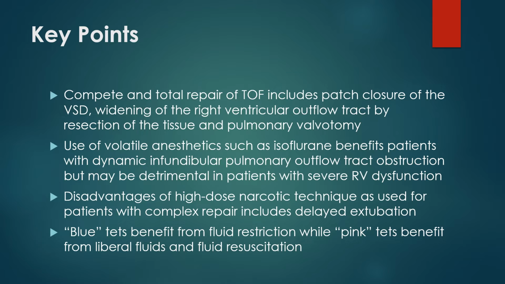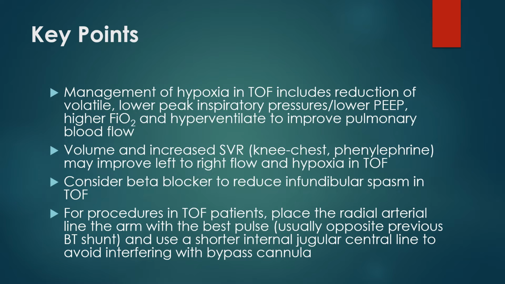Use of volatile anesthetics such as isoflurane benefits patients with dynamic infundibular pulmonary outflow tract obstruction. But if you've got some RV dysfunction or if you're in heart failure, it's probably not a good idea to lean on your volatile. You may just be giving a little bit more fentanyl to deal with hypertension or tachycardia. Disadvantages of high-dose narcotic technique as used for patients with complex repair include delayed extubation. And then finally, blue TETs benefit from fluid restriction. Pink TETs benefit from liberal fluids and fluid resuscitation.